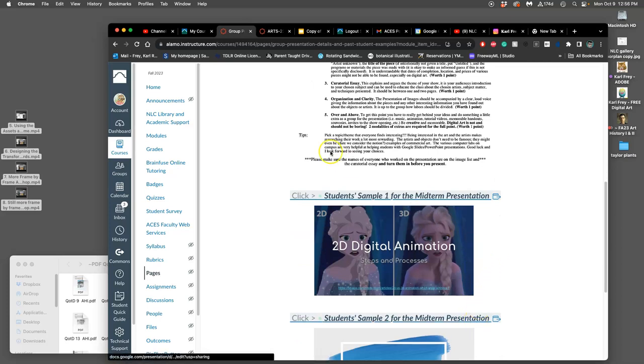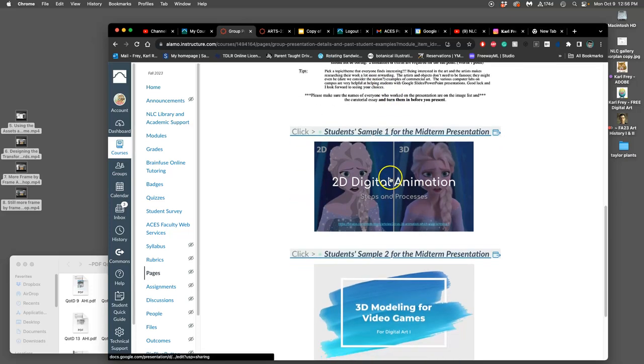So the biggest tip is to pick a topic and theme that everyone finds interesting. The problem is no group can present on the same thing. And the most popular themes by far in the last few years have been these two. So I'm taking these ones off the table so that groups don't argue between them. One is 2D digital animation. Not because it's not interesting, not because it's not great, but because I have a really good past student presentation to share with you that goes through it. So the research has been done.